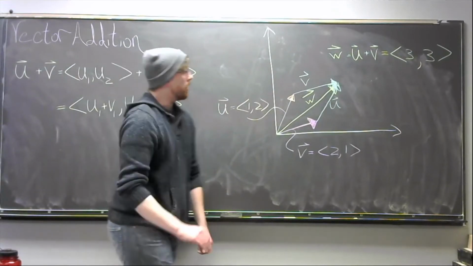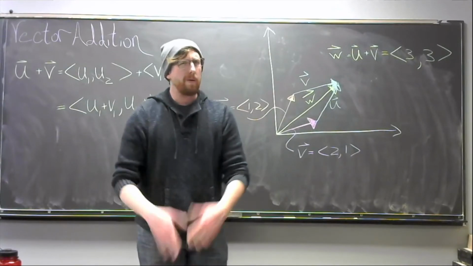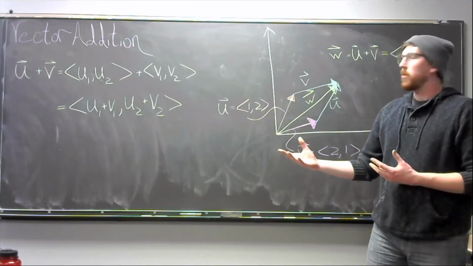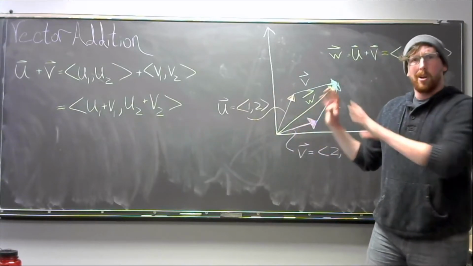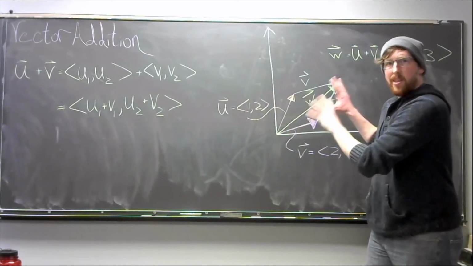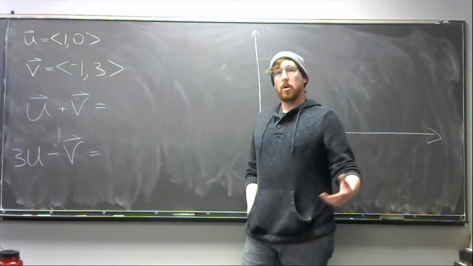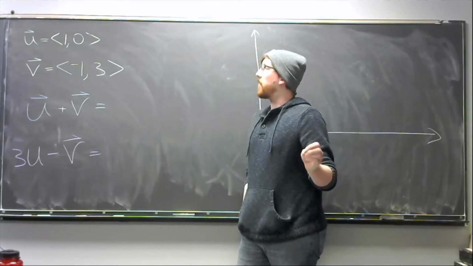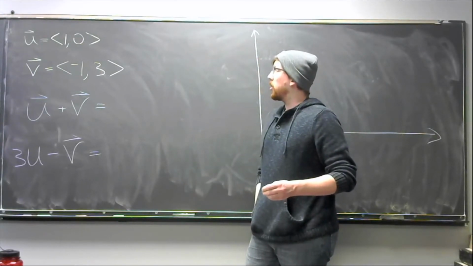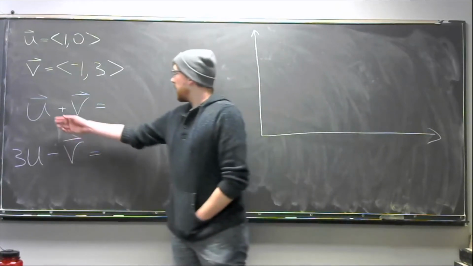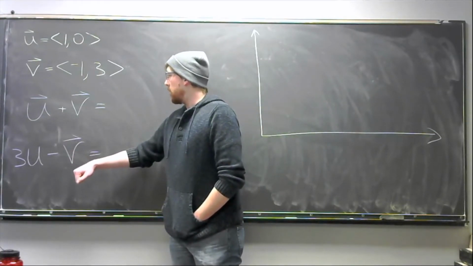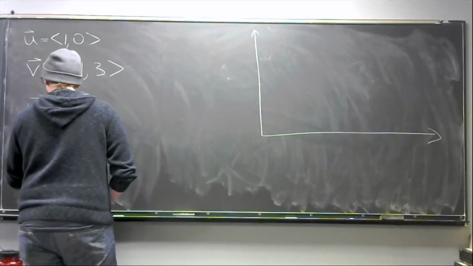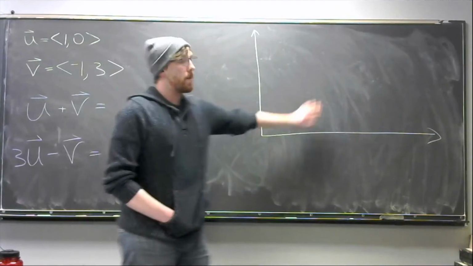All right, so let's play with some of this now. Since we've talked about scalar multiplication and vector addition, let's look at an example that's a little bit more detailed than these. All right, so what we want to do here is, given the vectors u and v, we want to calculate what u plus v is, what 3u minus v is, and then we want to graph them over here.